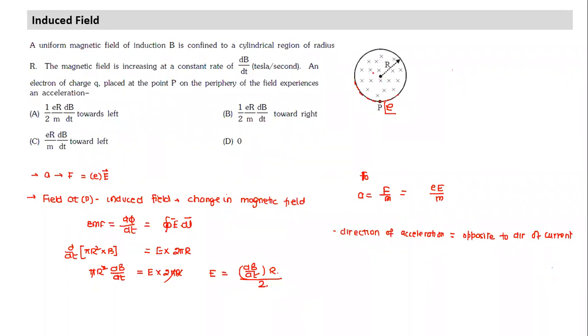It is increasing. If it is increasing, the current will be such that the induced field will be dot. If the induced field is dot, this is how the current will be. If the current is like this, it means a positive charge at this point is experiencing a force towards the right, and hence the electron will experience a force towards the left.